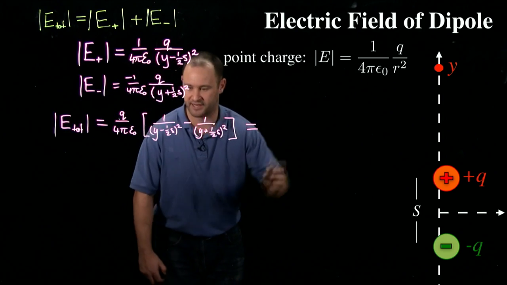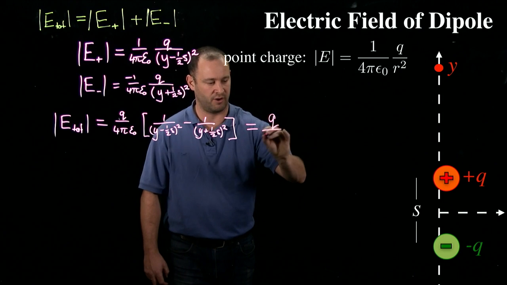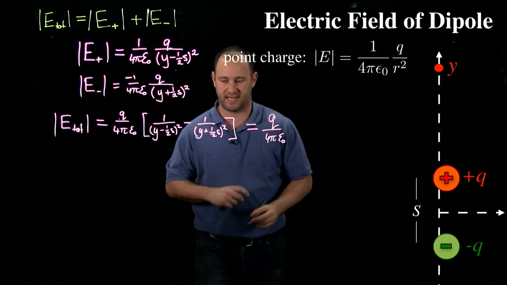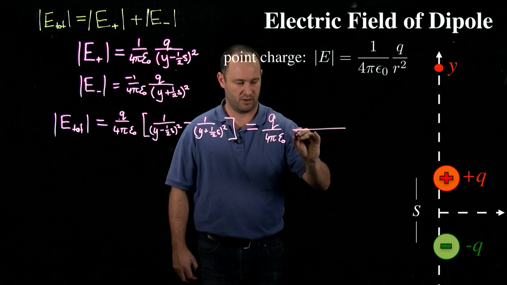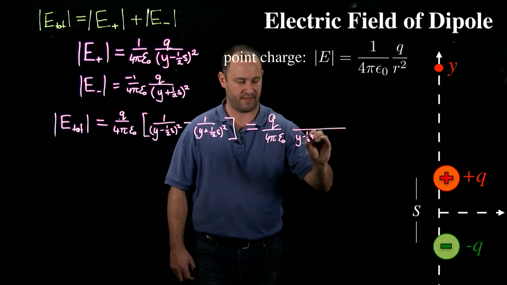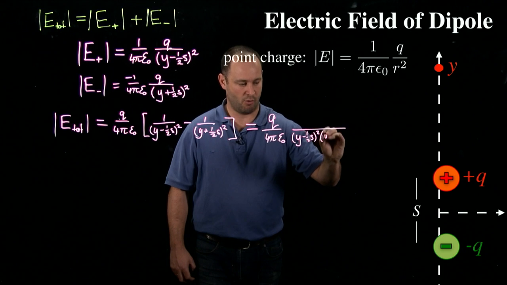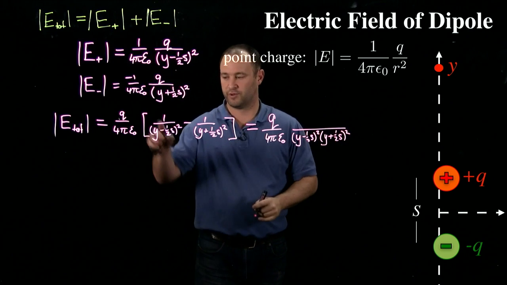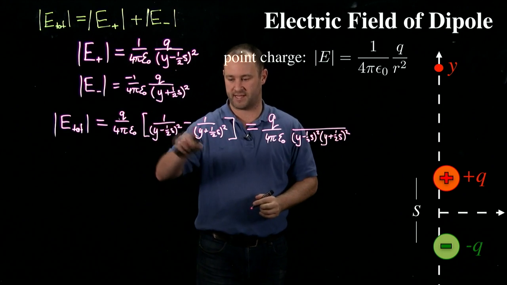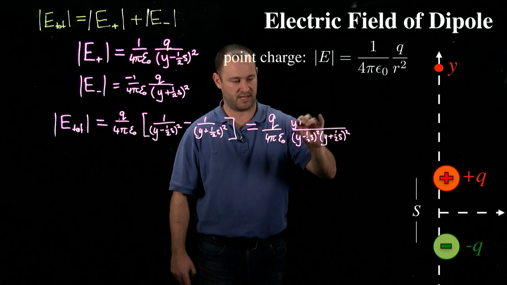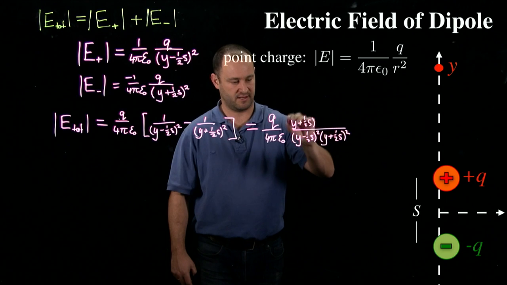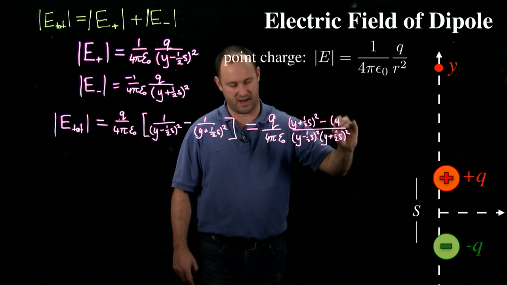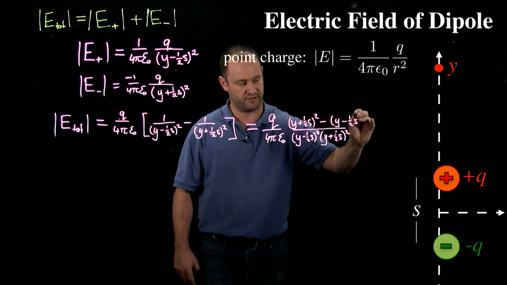Okay, I've gone behind my writing, I apologize. So this is Q on 4 pi epsilon naught. I'm going to put everything over a common factor here, so I'm going to put it over (y minus a half S) squared, (y plus a half S) all squared, which means that this top one has to be multiplied by (y plus half S). This is simple algebra. If you're not following what I'm doing, then just simply write it down yourself. I would encourage you to do this.